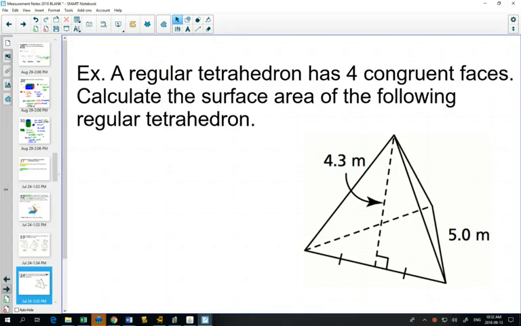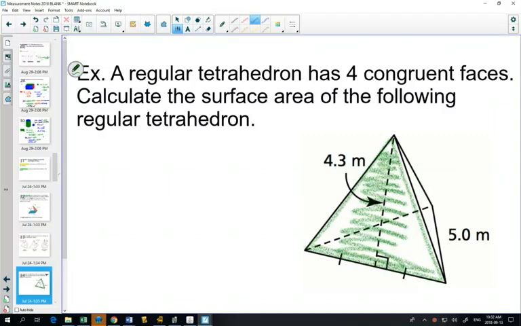How would you figure out the surface area? First you need a crayon, right? Okay. So you times 4.3 by 5, divide that by 2, and then multiply it by 4. So you're figuring out this triangle. Oh, that looks like a Christmas tree. Nice.